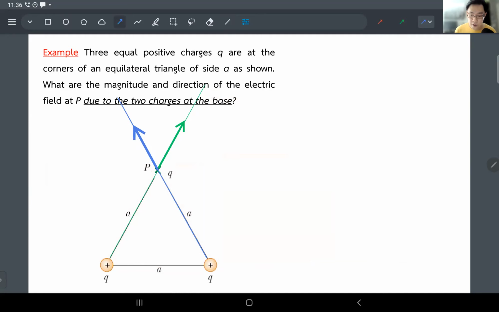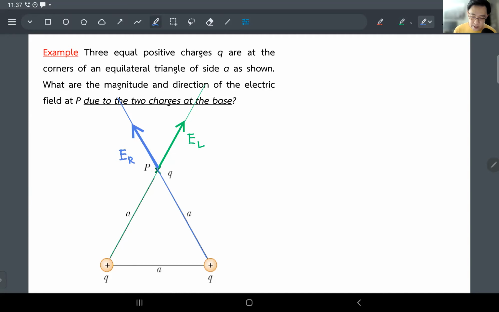All right, let me write it with a good size here. Now what we have left to do is add these two together using vector summation. Let me call this E from the left, and I'm going to call that E from the right.